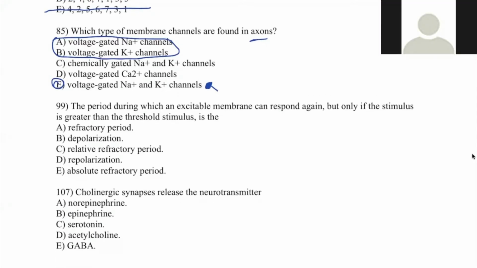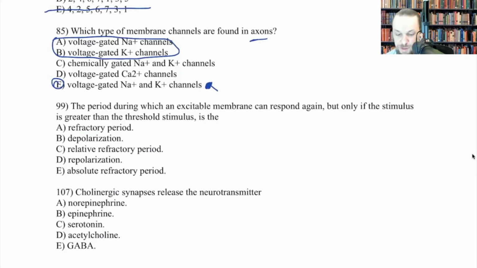The period during which an excitable membrane can respond again, but only if the stimulus is greater than the threshold. So remember, in the refractory period, no stimulus can trigger activation. Once you learn EKGs, you're going to learn there is an absolute refractory period and a relative refractory period. When it's absolute refractory, no stimulus, no matter how big, can cause the excitable membrane to depolarize.